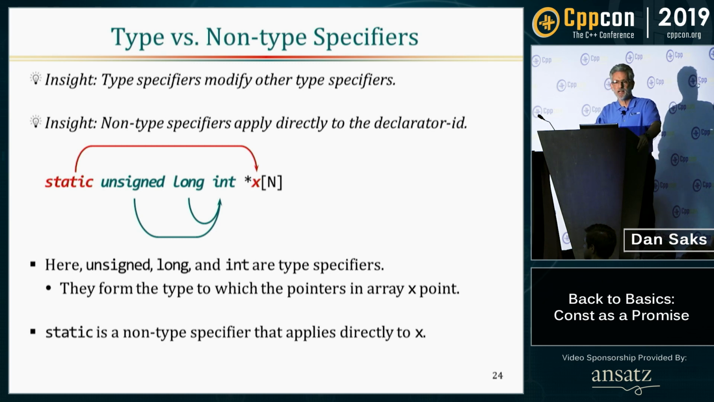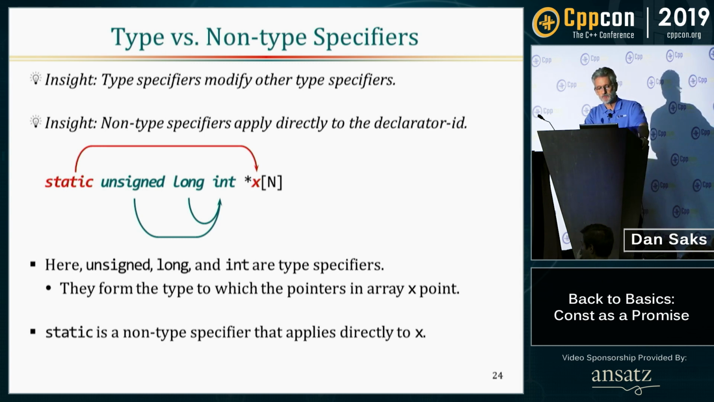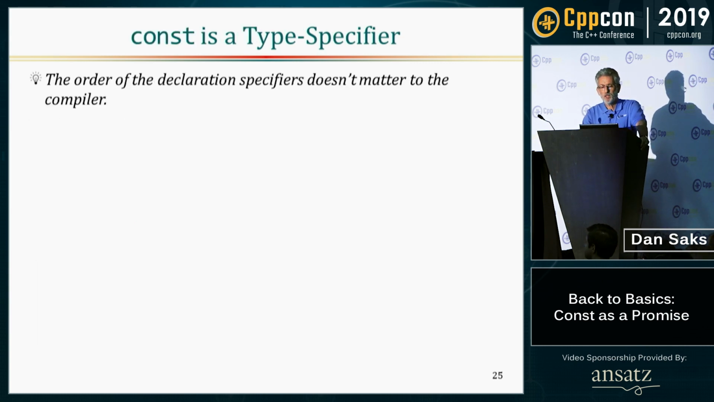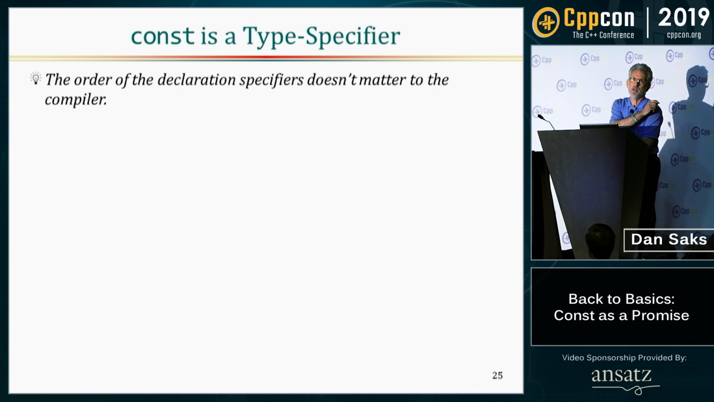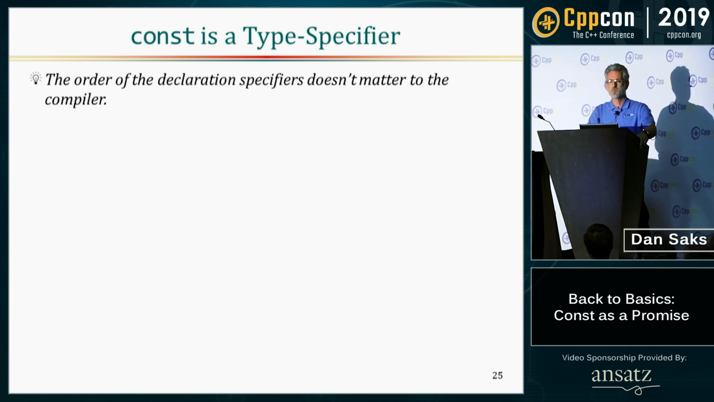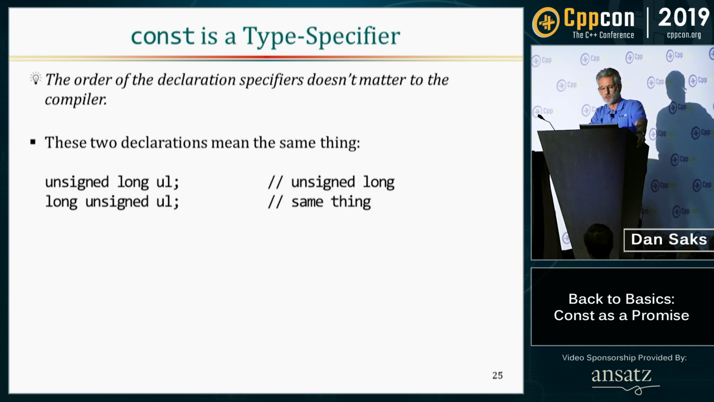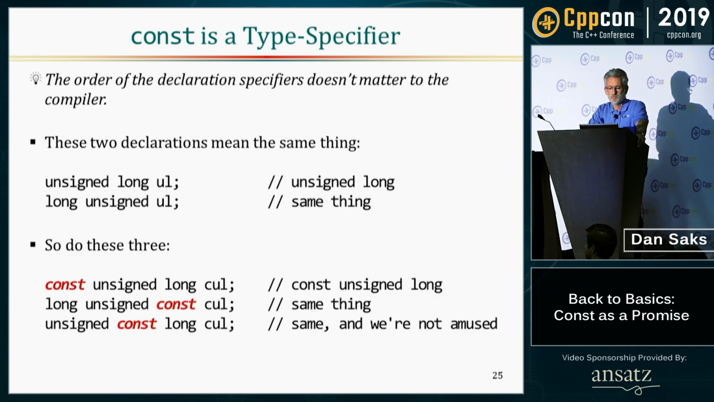It's a very inside-out kind of process, but it's what it is. It's not that bad. And this is as bad as it gets. Now, this is one you might not want to know, but it is what it is. The order of the declaration specifiers doesn't matter to the compiler, so those are the same thing. So are those.